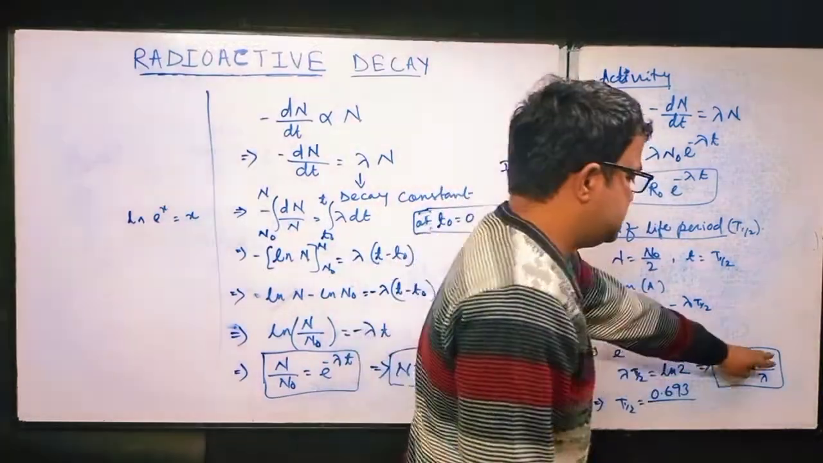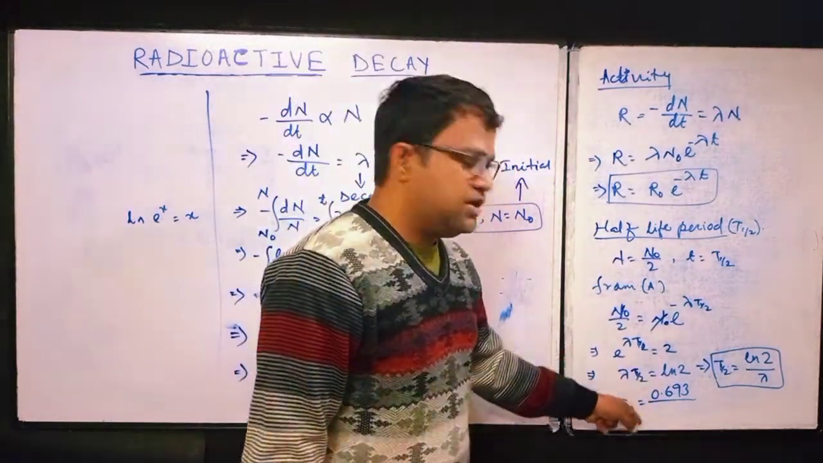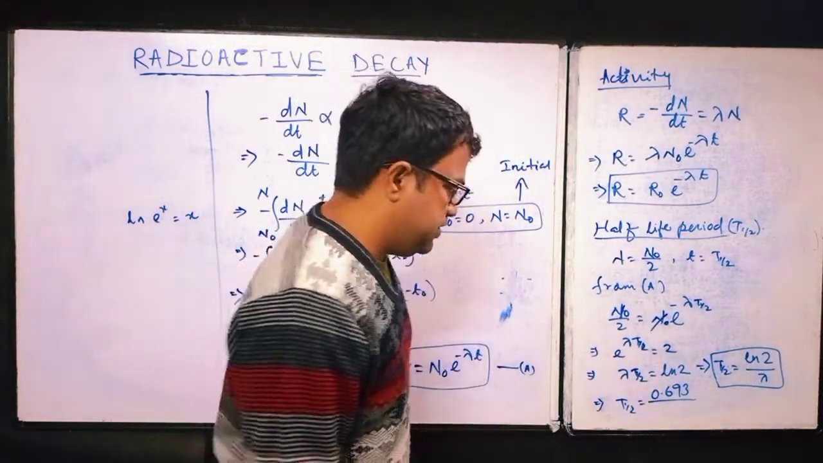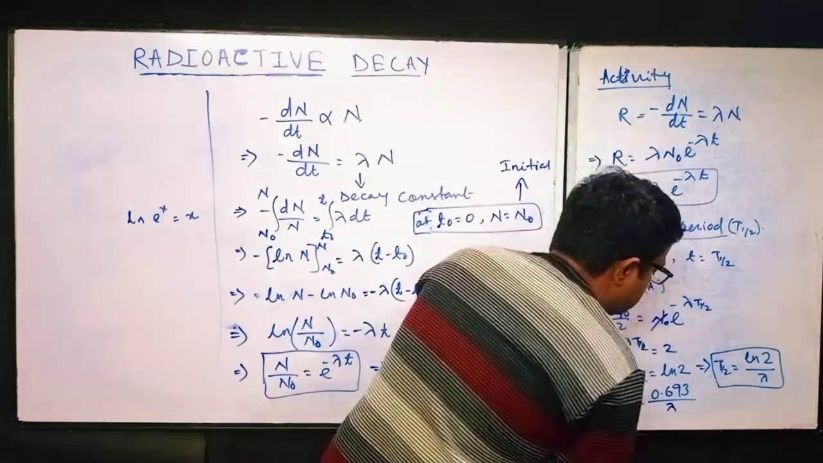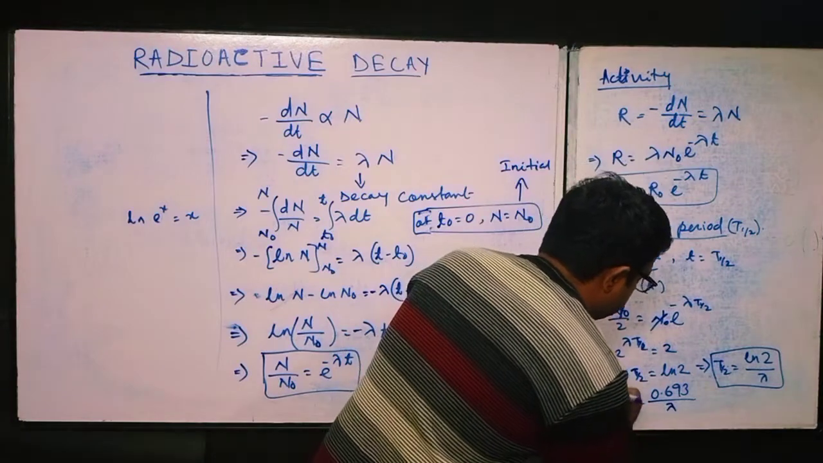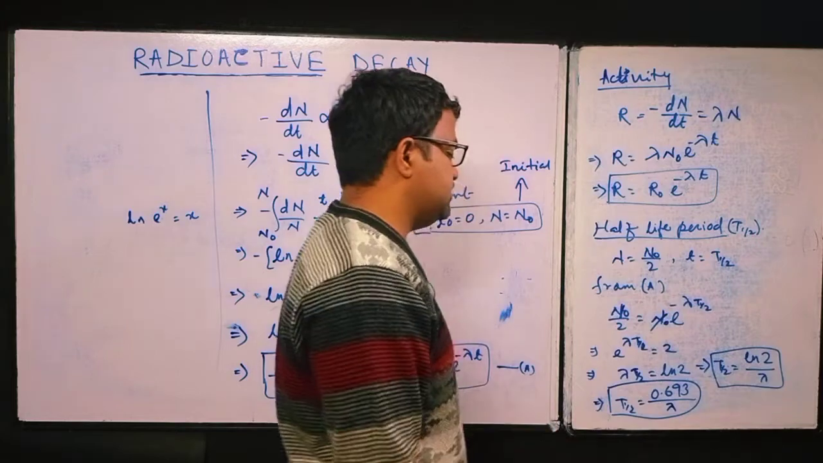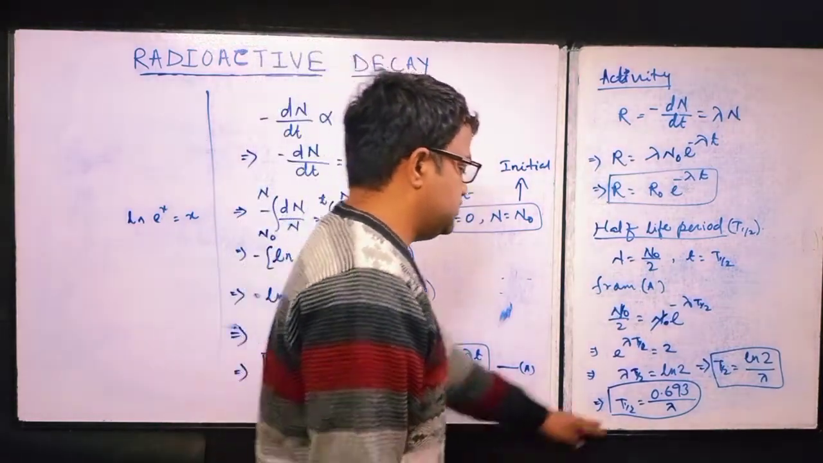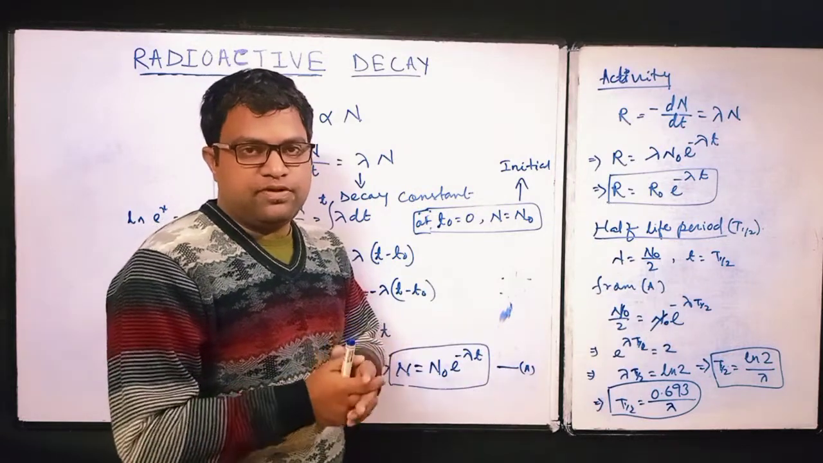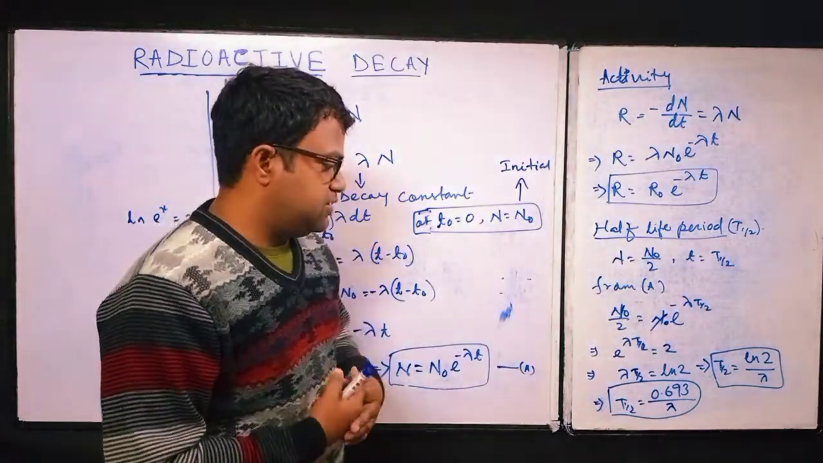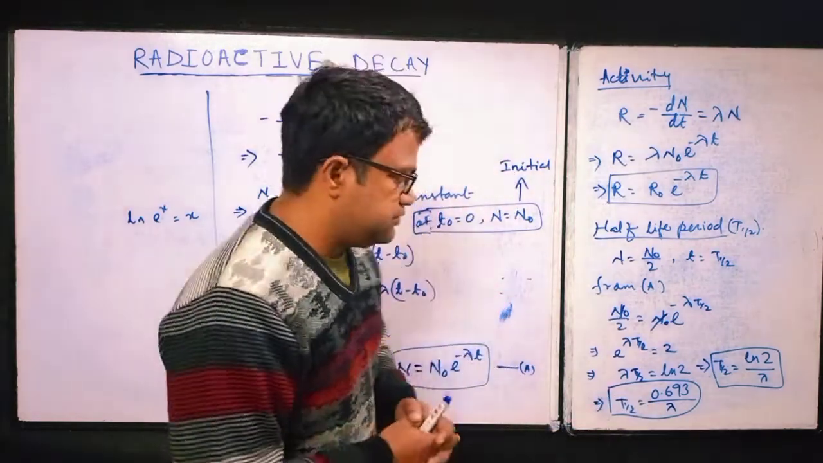You should remember this because the logarithm table will not always be given, but you have to calculate t half sometimes in different competitive exams or in your school or board exam also. So t half is ln 2, that is 0.693, divided by lambda. In this way you can calculate the half-life period of a given sample, that is, after how much time half of the sample will be left.